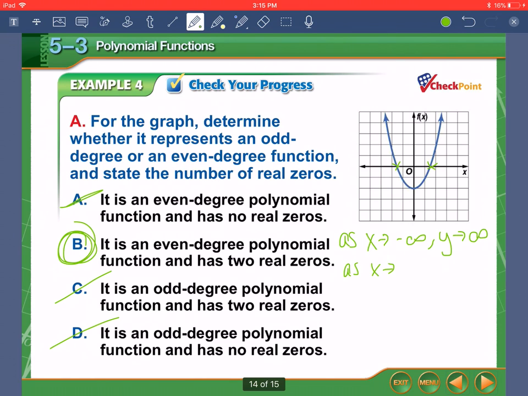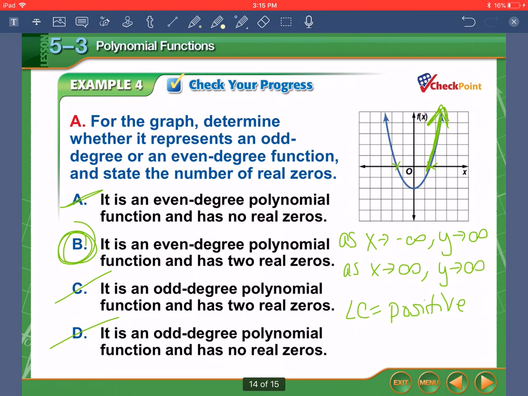As x approaches positive infinity, so as we move to the right, y is also approaching positive infinity, so it's going up as we move to the right as well. And we know that our lead coefficient has to be positive because the right side of the graph is going up towards positive infinity here.